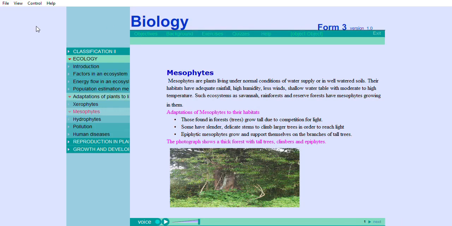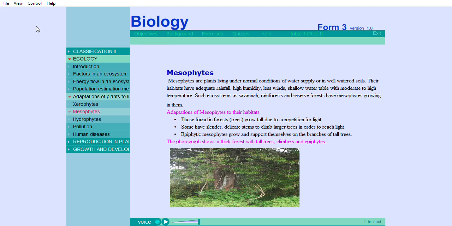Mesophytes. Mesophytes are plants living under normal conditions of water supply or in well-watered soils. Their habitats have adequate rainfall, high humidity, less winds, and shallow water table with moderate high temperature. Such ecosystems as savanna, rainforests, and reserve forests have mesophytes growing in them.